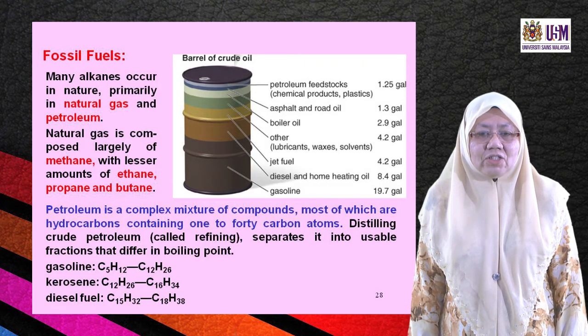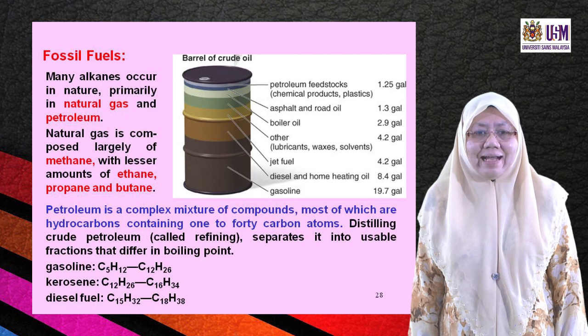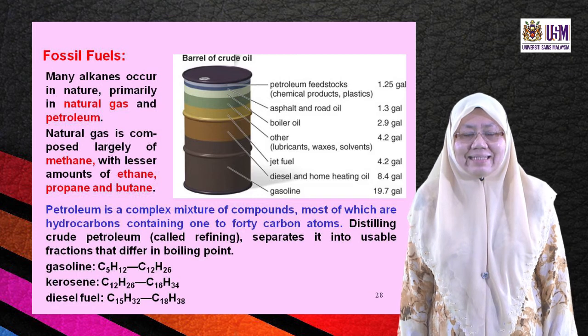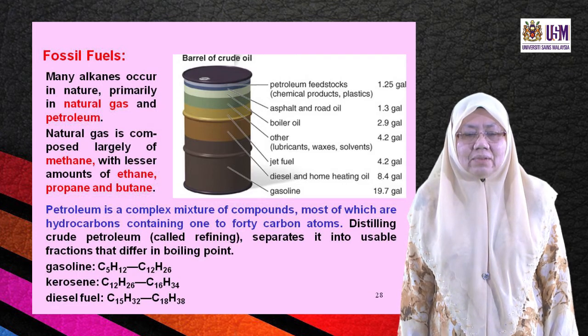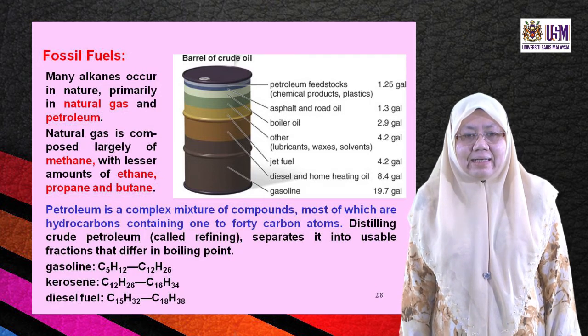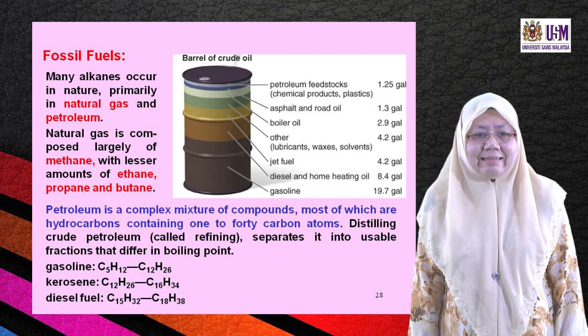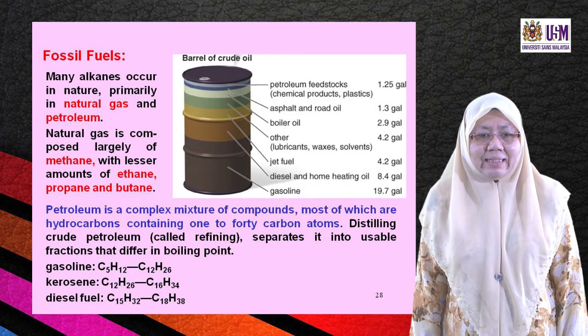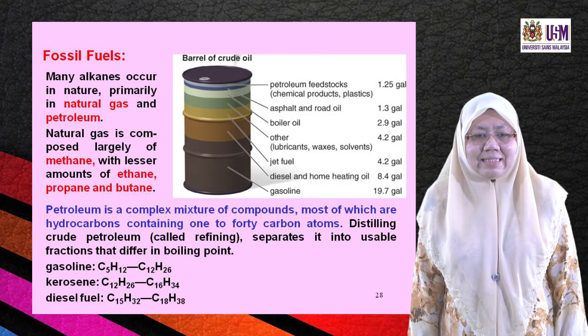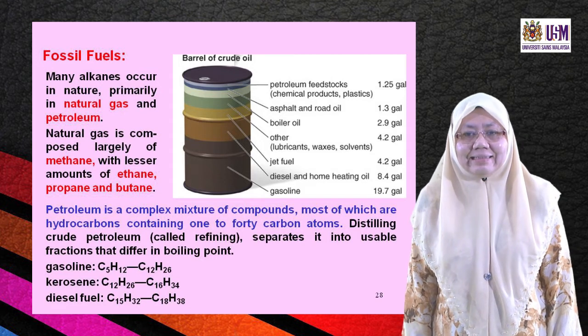Petroleum is a complex mixture of compounds, most of which are hydrocarbons containing 1 to 40 carbon atoms. Distilling crude petroleum, also called refining, separates it into usable fractions that differ in boiling points. So first, we can see from the carbon, 5 carbons to 12 carbons is gasoline, and kerosene comes between C12 and C16, and diesel fuel between C15 and C18.